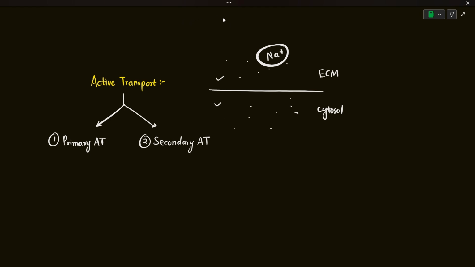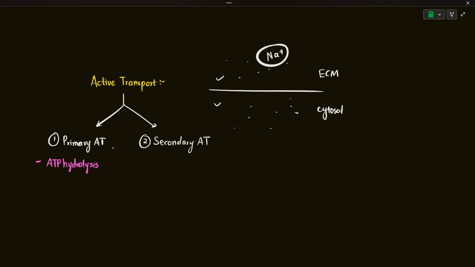As I said previously, the energy could be harnessed in the form of ATP. If the ATP is hydrolyzed, whatever energy is released due to the hydrolysis of ATP is used to unequalize the distribution of ions or to set an ion gradient. That kind of active transport is known as primary active transport.